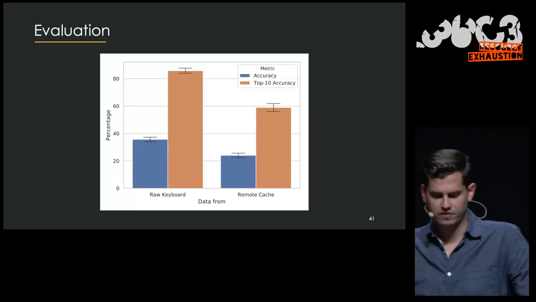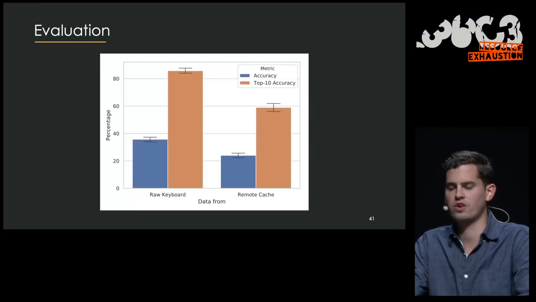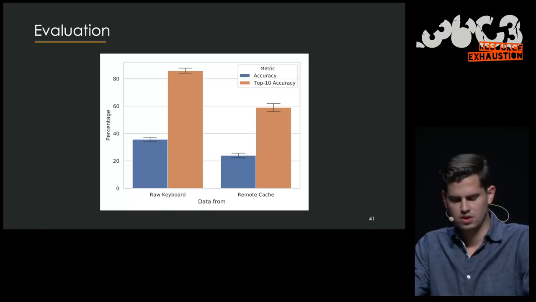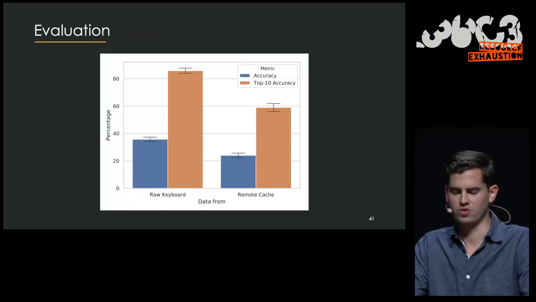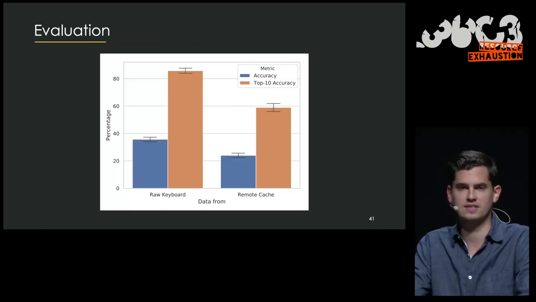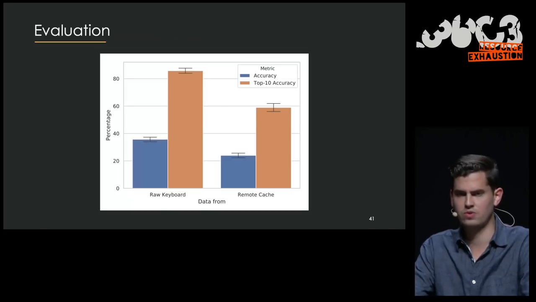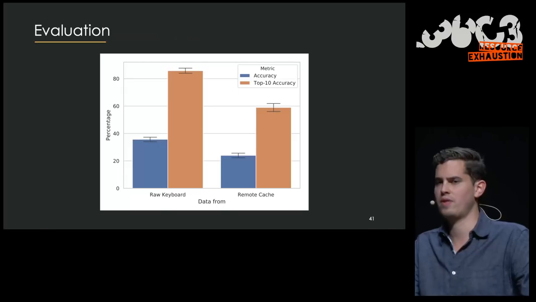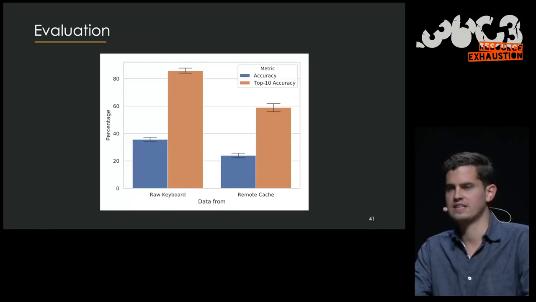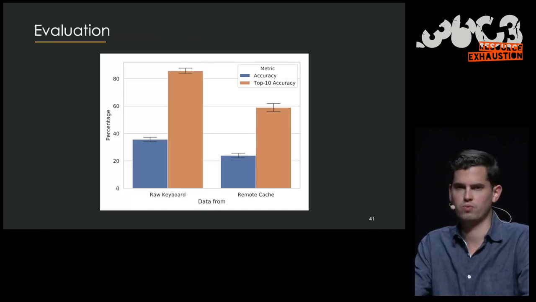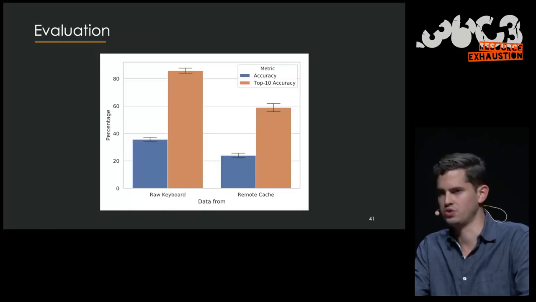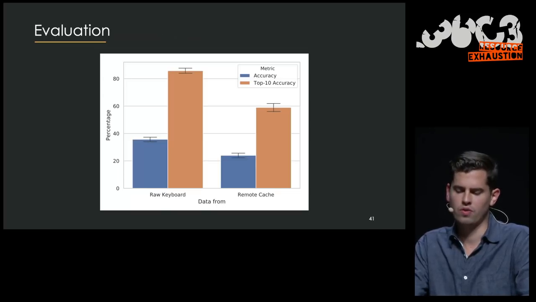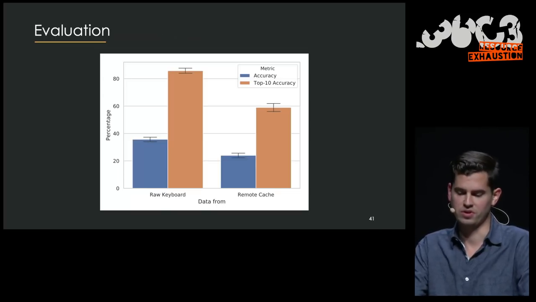So firstly, on the left-hand side, you see we used our classifier on raw keyboard data. That means we just used the signal that was emitted during the typing, when they were typing on their local keyboard, which gives us perfect and precise timing data. And we can see that this is already quite challenging. We have an accuracy of roughly 35%. But looking at the top 10 accuracy, which is basically where the attacker can guess 10 words, and if the correct word was amongst these 10 words, then that's considered to be accurate, with the top 10 guesses we have an accuracy of 58%. That's just on the raw keyboard data.